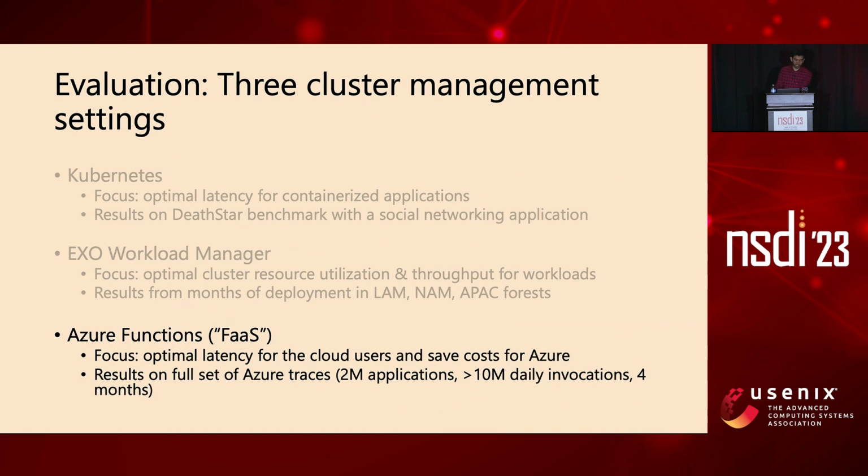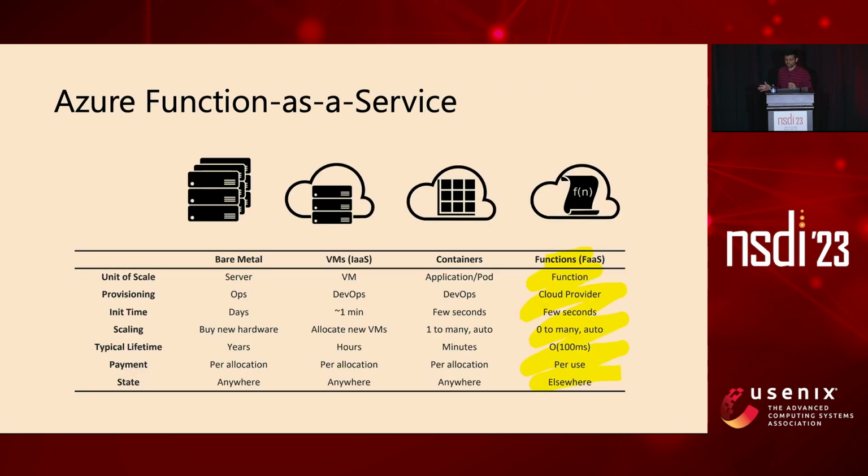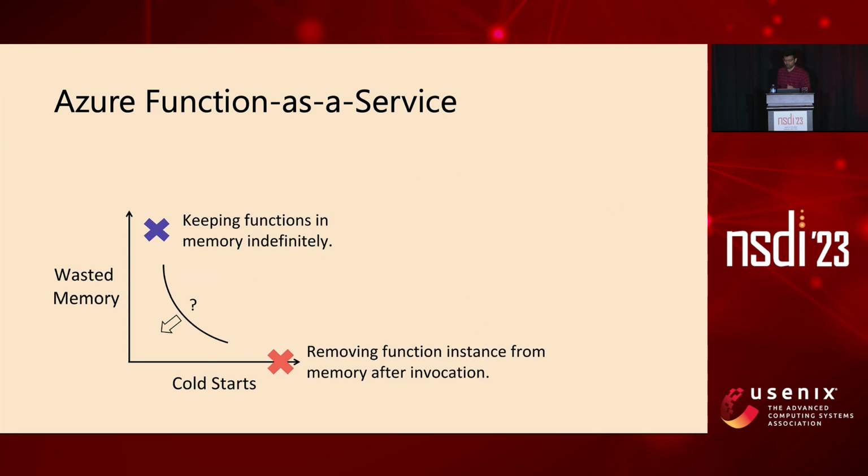The third setting that we consider is Azure Functions, which is a Functions-as-a-Service platform. So Functions-as-a-Service is what you obtain when you naturally progress from bare metal to VMs to containers. So in Functions-as-a-Service, the unit of deployment that you have is a function, which is much smaller than the other cases. And here the problem is the trade-off between cold starts and wasted memory.